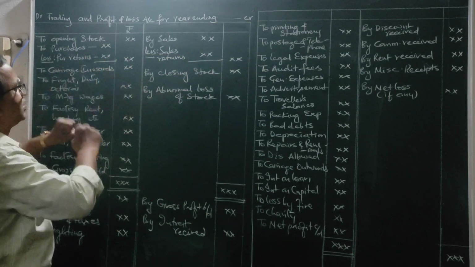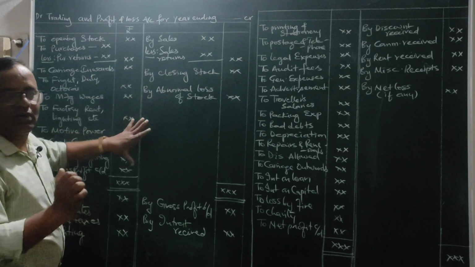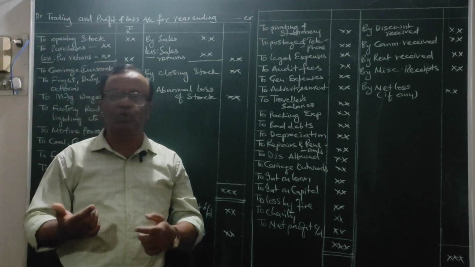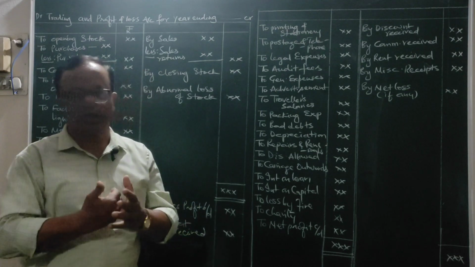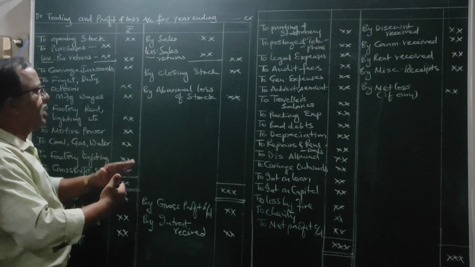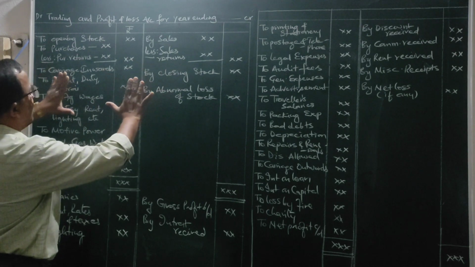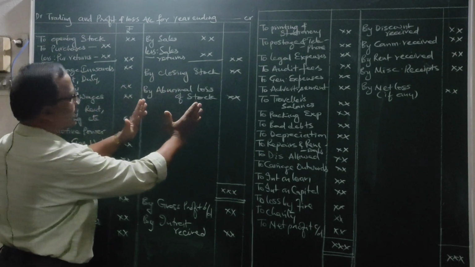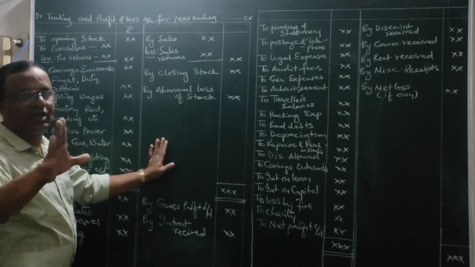All expenses here are directly related to the trading activity only. Direct expenses are those which go directly into the trading activity, whereas indirect expenses are those which go indirectly. So in the trading account, we take all direct expenses on the debit side and direct incomes on the credit side. Whatever we write here relates to our trading activity only.